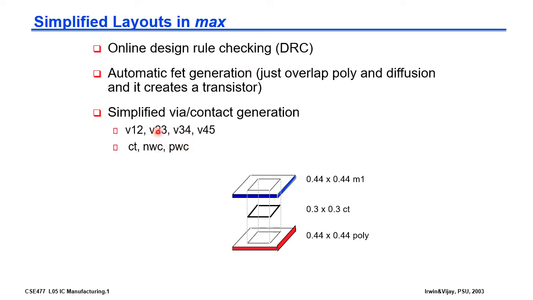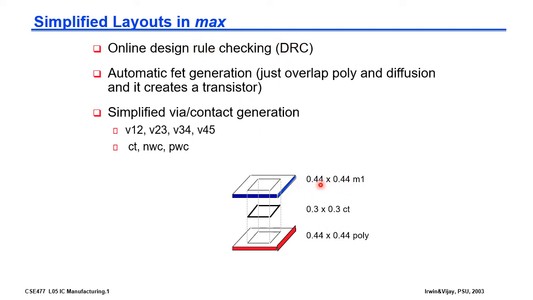Okay, and then if you want to contact other metal layers, then you need to have vias. Or you can also have a contact, and then some wells, the N well and P wells. Okay, and then you should observe the design rules.